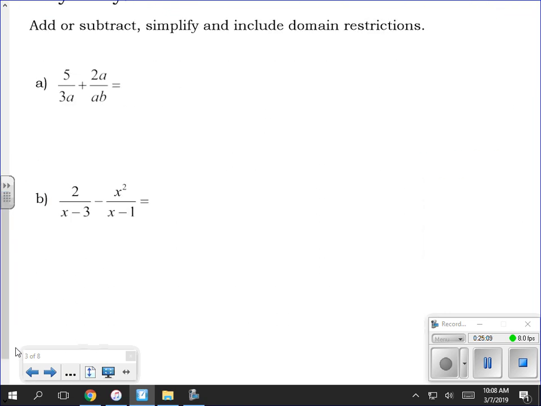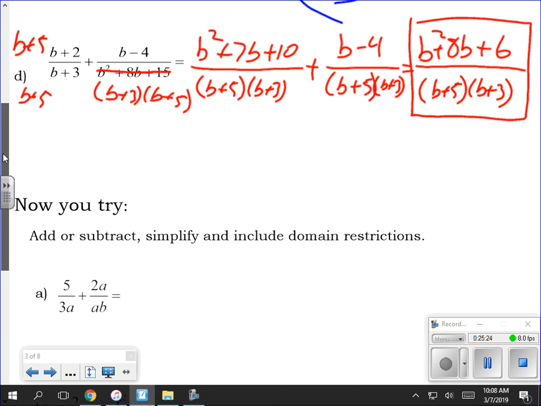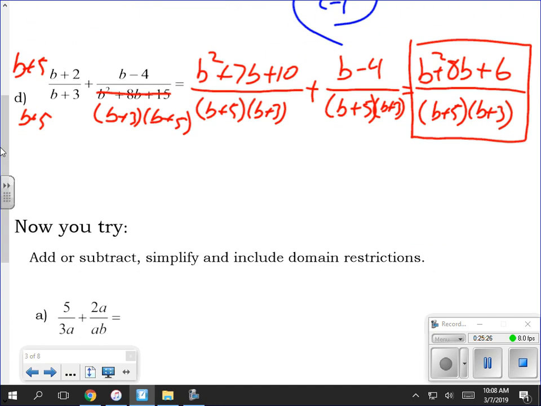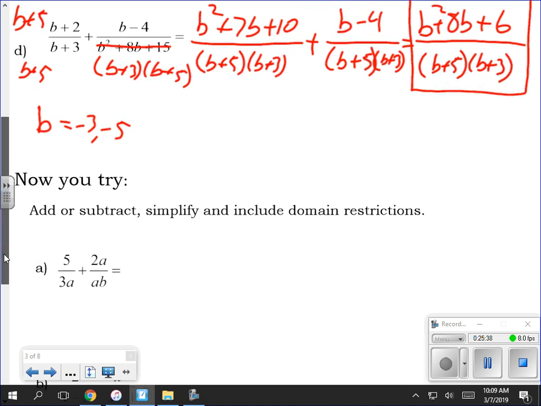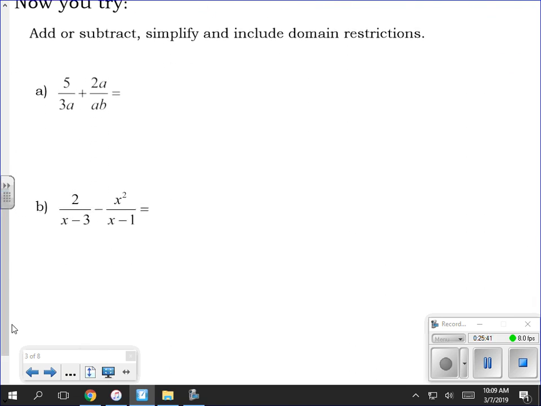Your turn. Do these first two here. Don't worry about going on to the next two on the next page. Do these two, we'll do them together, and then you'll go on and do the next two. Oh, I did not do the domain restrictions on the last one, right? What would the domain restrictions be? Negative 3, negative 5. Thank you for bringing that to my attention. So yeah, do these two here. Don't worry about going to the next page and doing those until after.